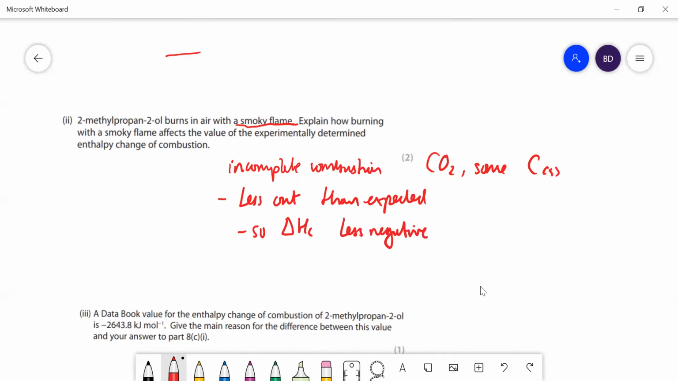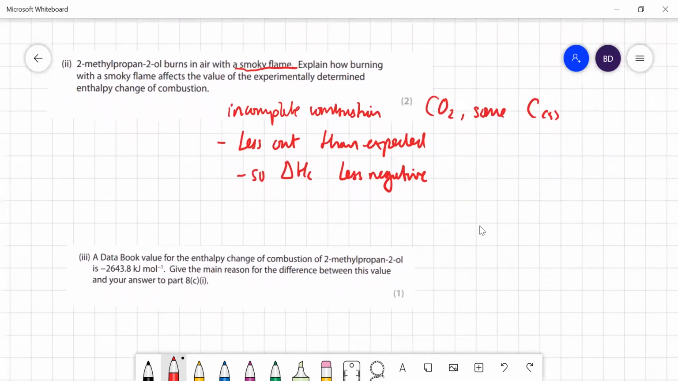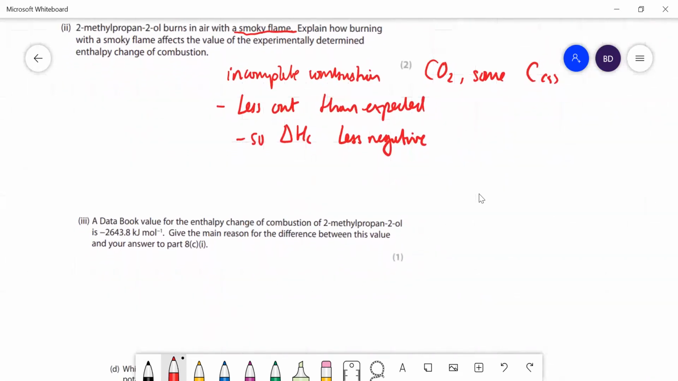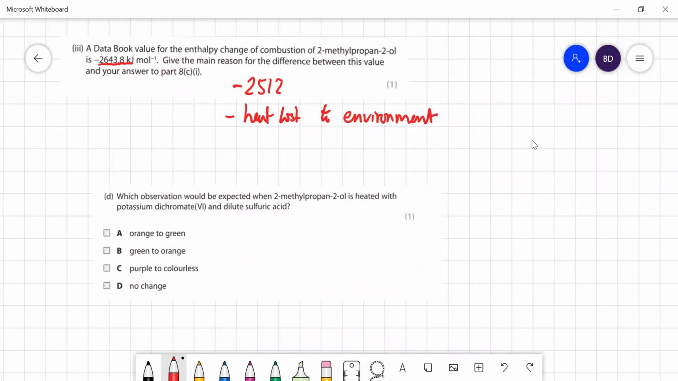Okay, right. A data book value for the enthalpy of combustion of 2-methyl propan-2-ol was this here. Give the main reason for the difference from our value, which was, what was it? We got minus 2,512, which is quite a bit smaller than that. The main reason isn't really the incomplete combustion. You probably realize it's due to heat loss to the environment, rather than going into the water in the calorimeter, it's just going into the air. Heat loss to the environment.